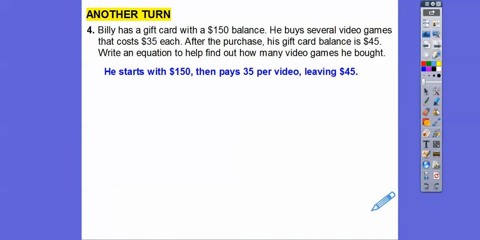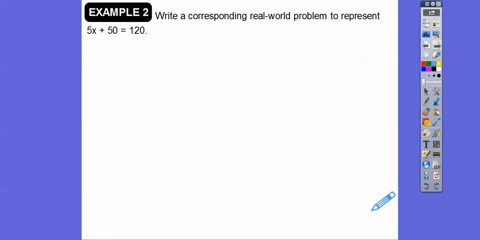Okay, so he starts with 150 and then he pays $35 per video, and at the end he's left with, so equals 45. So there it is, 150 he starts with, minus 35 times the number of videos that he purchased, and then he has 45 bucks left over. So this is the equation that would help us solve how many video games. Okay, and that's all we have to do on this. We just have to write a scenario that matches this equation.